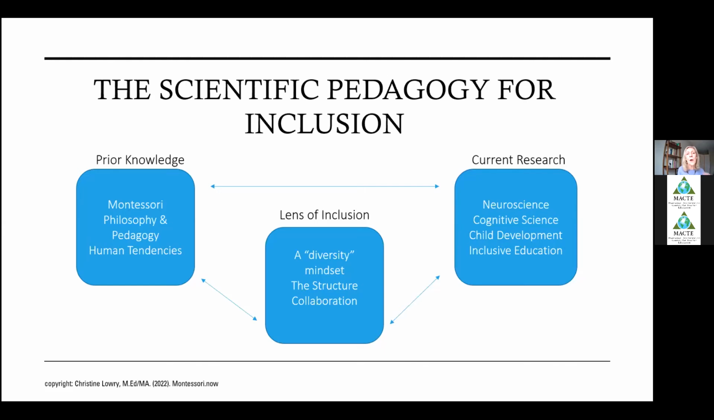It's how we help children meet those needs of human tendencies that might have changed. We combine that with current knowledge of these areas that we've talked about. And then we bring those together to develop a diversity mindset with the structure of inclusion, with the practice of inclusion, and the ability to collaborate with the variety of people that are going to be available to help support all of our students.